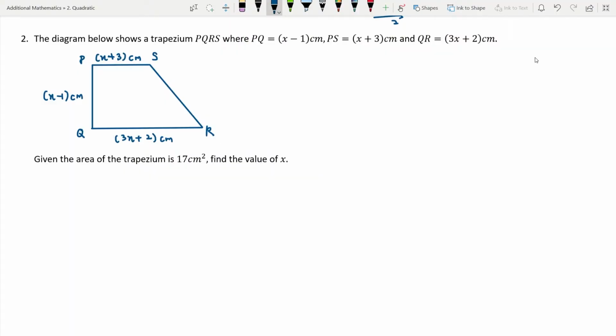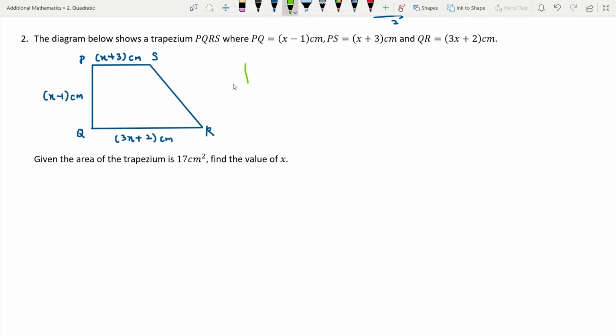Question 2. The diagram below shows a trapezium PQRS where PQ is equal to x minus 1 cm, PS is equal to x plus 3 cm, and QR is equal to 3x plus 2 cm. Given the area of the trapezium is 17 cm squared, find the value of x.